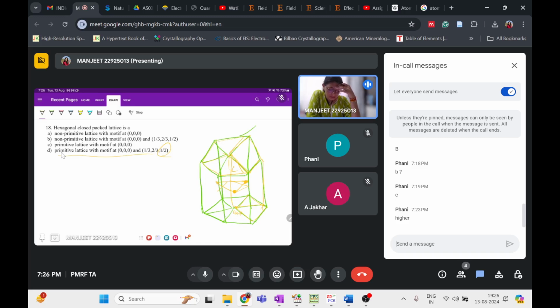Consider the hexagonal one, it is non-primitive, it is having an effective number of 6. But if this is the combination of three primitive lattices, and I'm considering one motif here, let's say at 0 0 0, or at 1 by 3, 2 by 3, and 1 by 2. So for the hexagonal close packed one, D will be the right answer for this one.